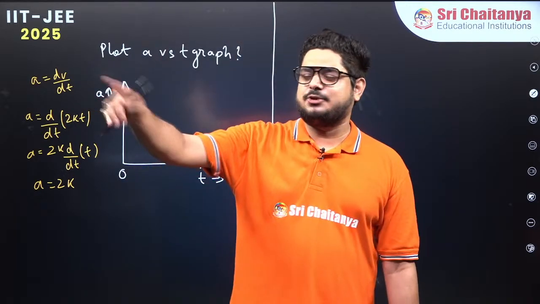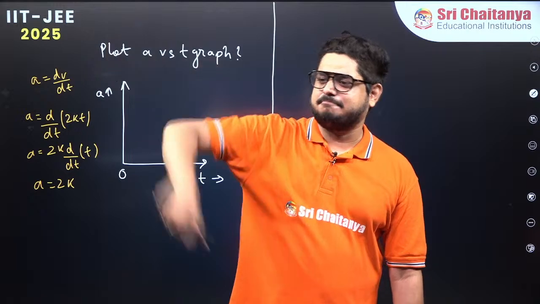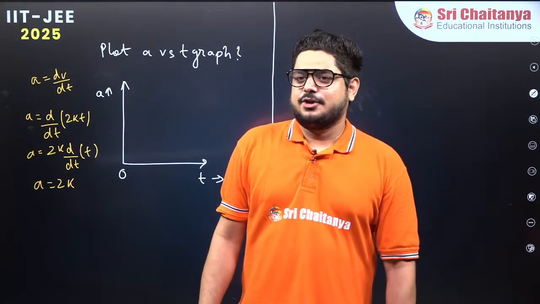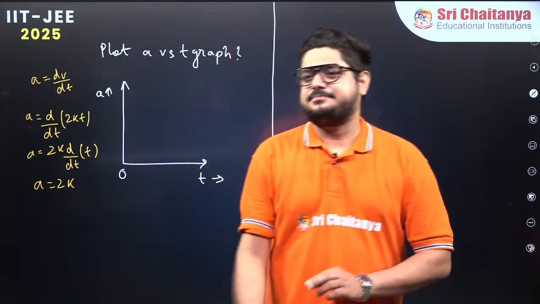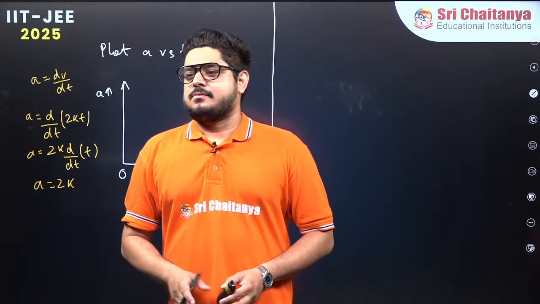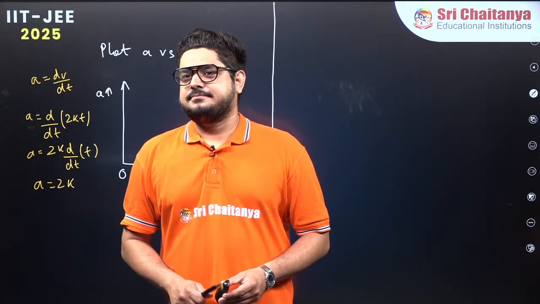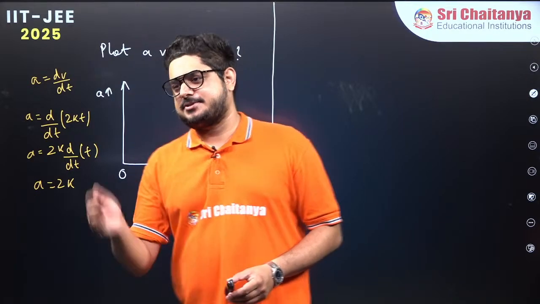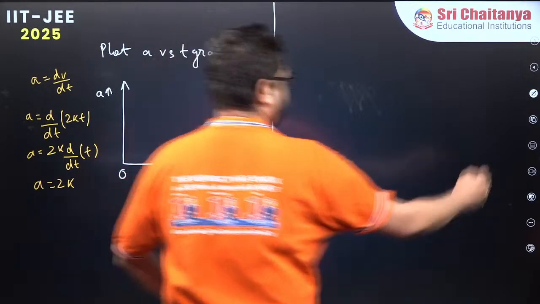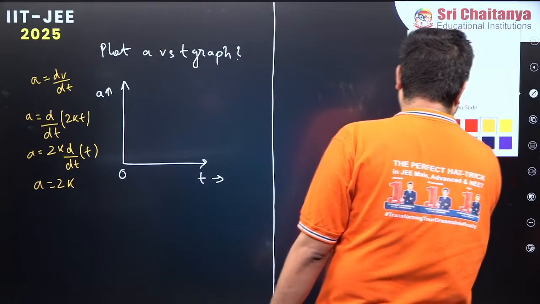Those who feel that 2k is a constant, give me a thumbs up. Is 2k a constant? Yes, correct. 2k is a constant. So now we can plot that.